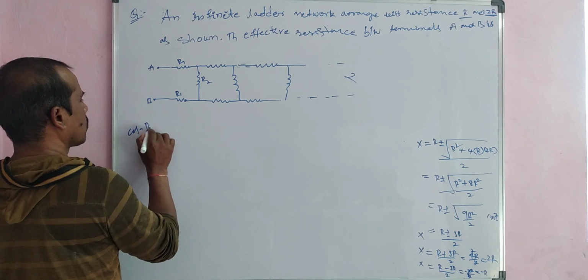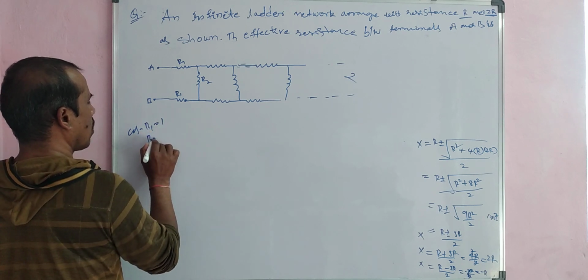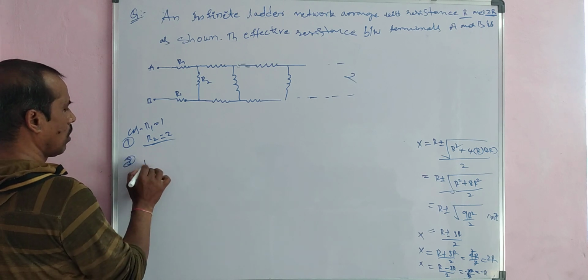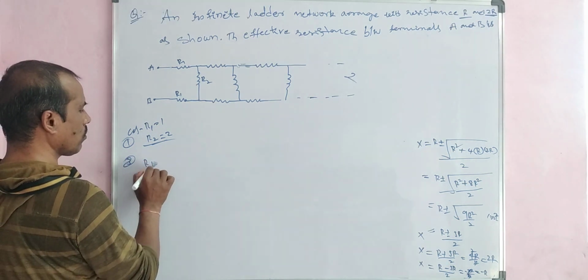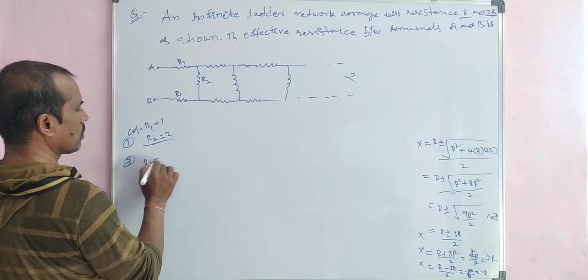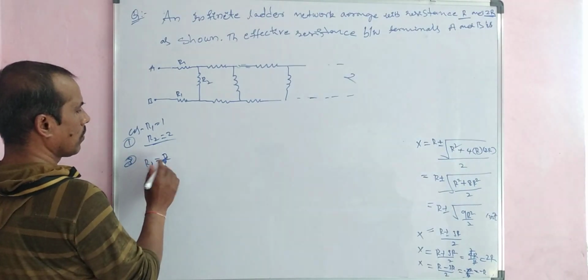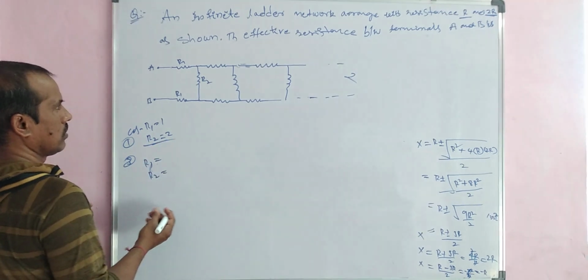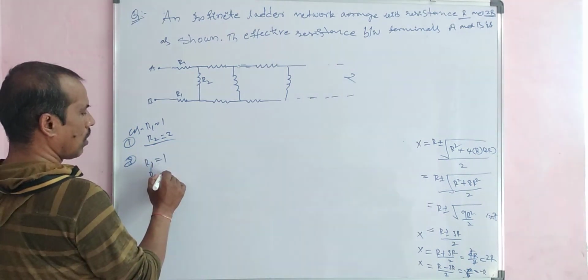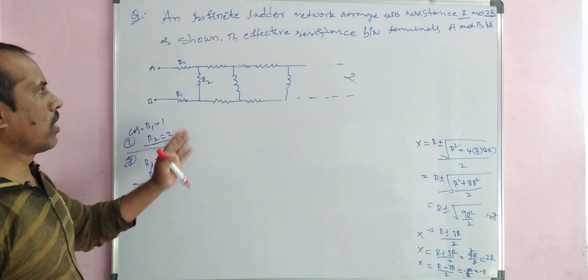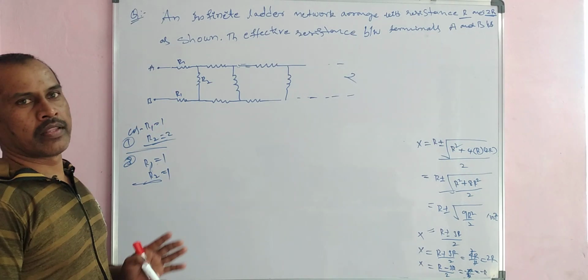Case 1: R1 is equal to 1, R2 is equal to 2. One case, one problem, for example. Second problem: R1 is equal to R, R2 is equal to, the values change, R1 is equal to 1, R2 is equal to 1. These two problems are solved here. First of all, find the formula.